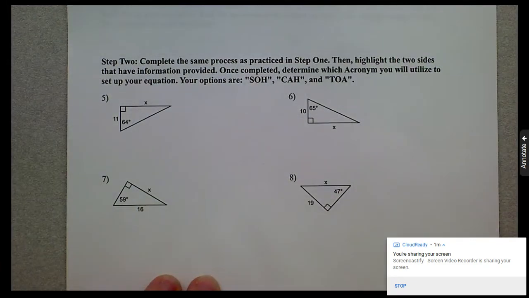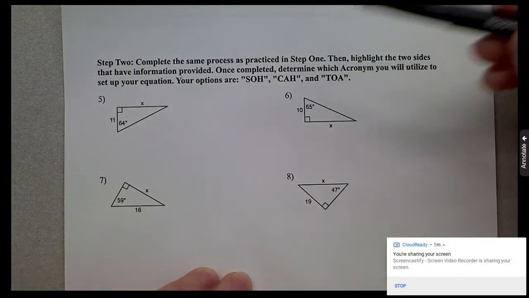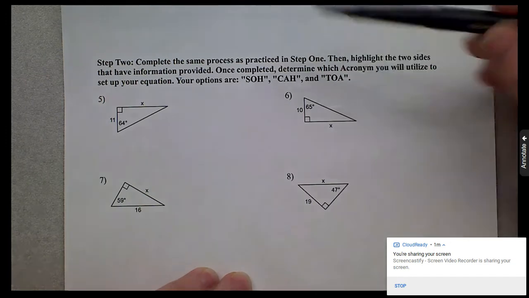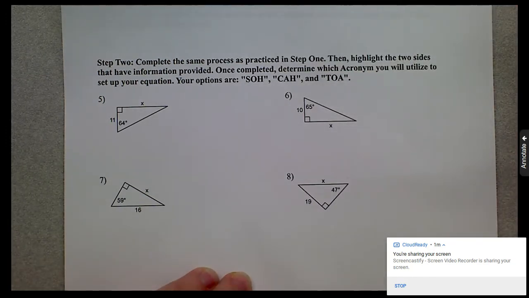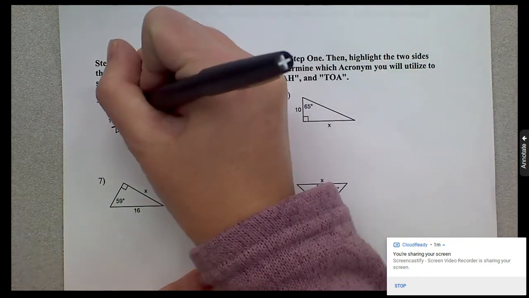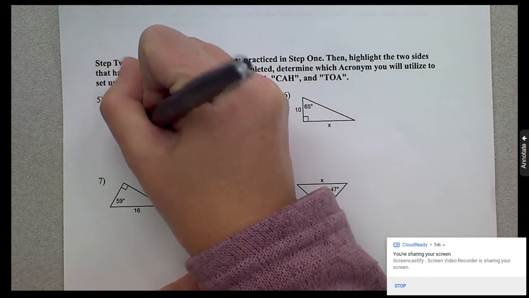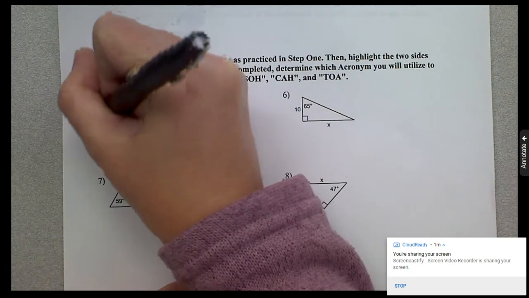Step 2, complete the same process as practiced in step 1. So we want to know opposite, adjacent, hypotenuse. Then highlight the 2 sides that have information provided. And then once we know that, we're going to determine are we using sine, cosine, or tangent, SOHCAHTOA. So for number 5, reference angle. This is across from the 90, so this is hypotenuse. This is opposite because it's on the opposite side, and this would be adjacent.